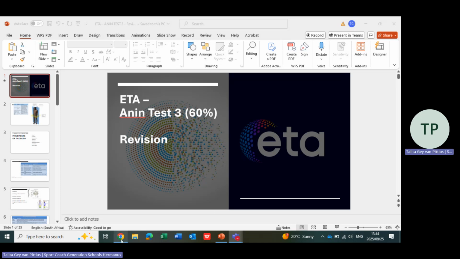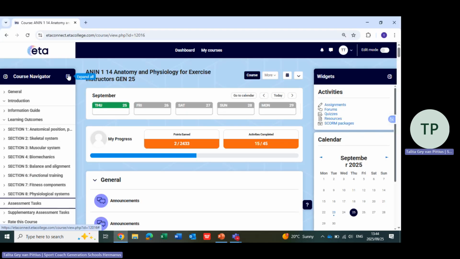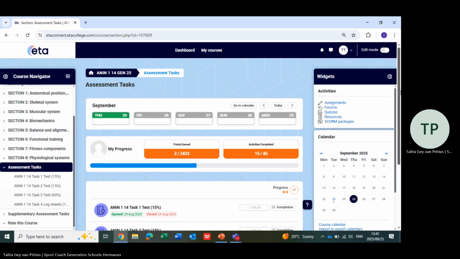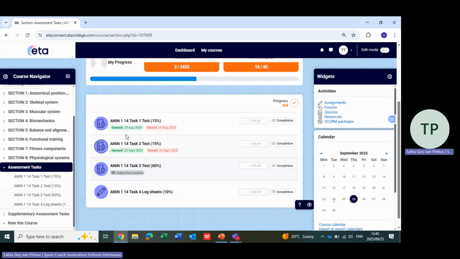All right, so I'm going to quickly share with you. If you go on your ETA portal, on your anatomy and physiology module, you will see way down at the bottom your assessment tasks. We finished test 1 and test 2. You are in the process of finishing your logbooks, which is 10% of your overall mark for this module. Then we have a big one that's coming, which is your test 3.